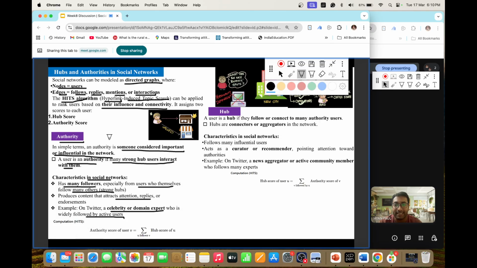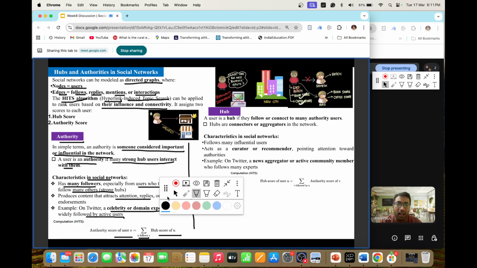Computationally, in the HITS algorithm, the authority score is given by the sigma of the hub score of u, where u follows v. So what we need to find out is the authority score of v. To find the authority score of v, we take the sigma of the hub score of u. What is u? The u's are the followers of v. So this is authority.